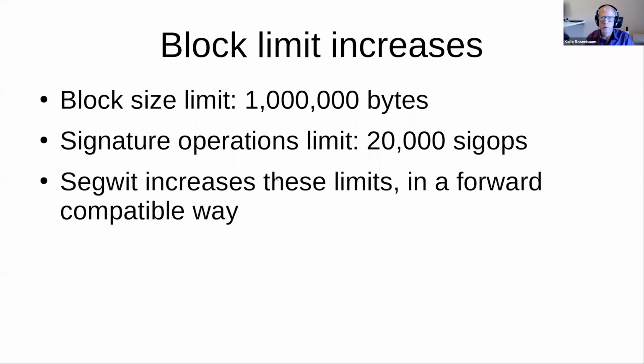So there's one more thing. The block size in Bitcoin is limited to 1 million bytes, and that's the way it almost always has been. And there is a limit on the number of signature operations that can be done in a block. It's a limit of 20,000 signature operations. And SegWit increases these limits in a forward compatible way so that old nodes and new nodes still agree that limits are met.